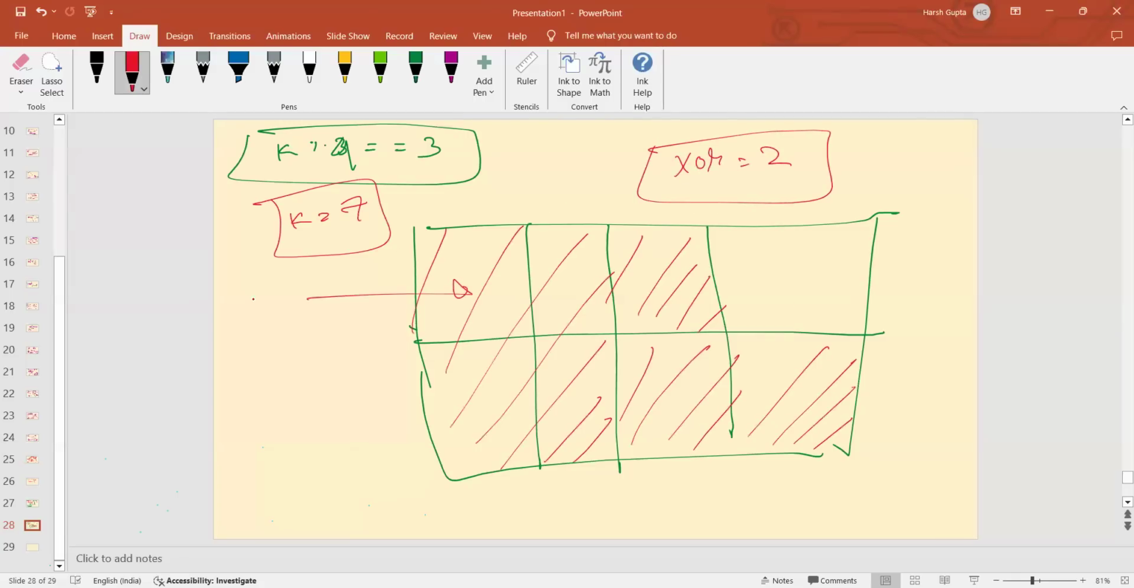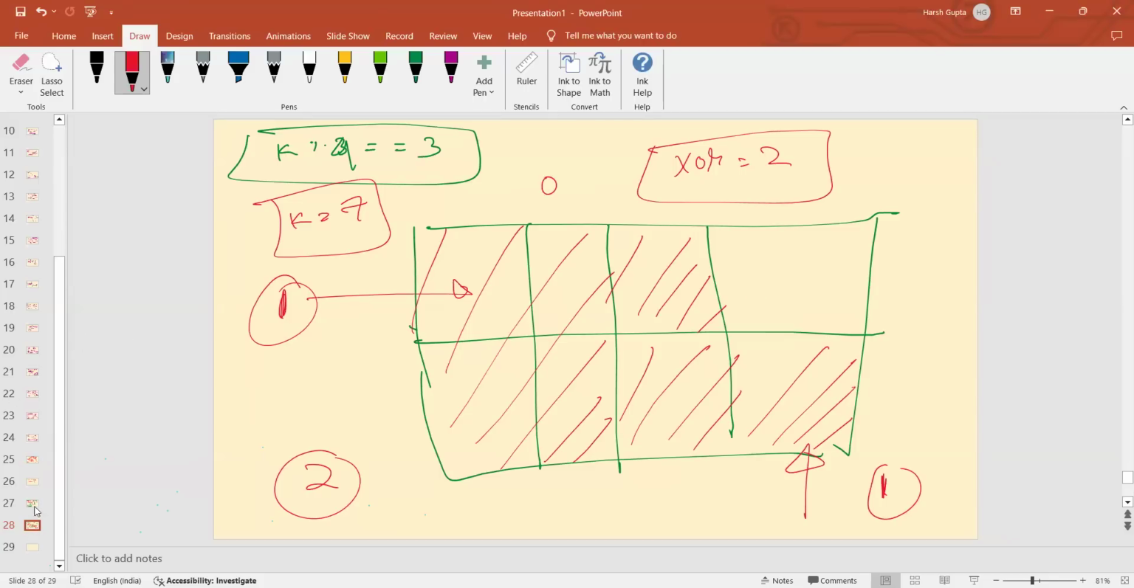Because for this particular column, the XOR result is 1, and for this particular row, the XOR result is 1. And for this particular column, the XOR result is 1. And for all other rows and columns, the XOR result is 0. So the total ugliness value for this particular configuration will be 2 again. And there are no other possible combinations that you can make.